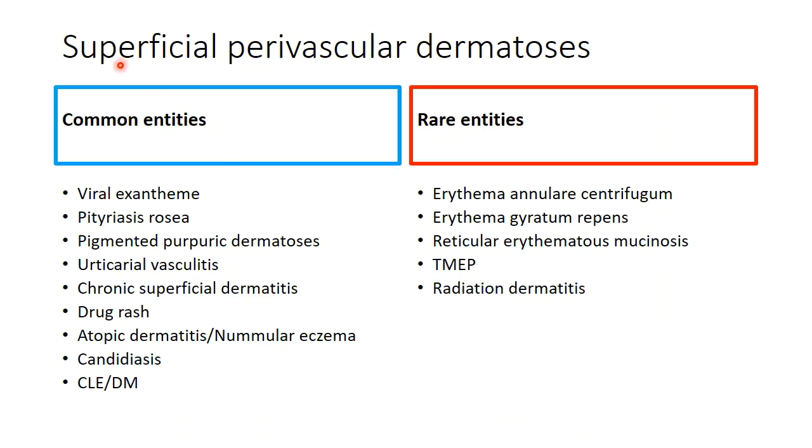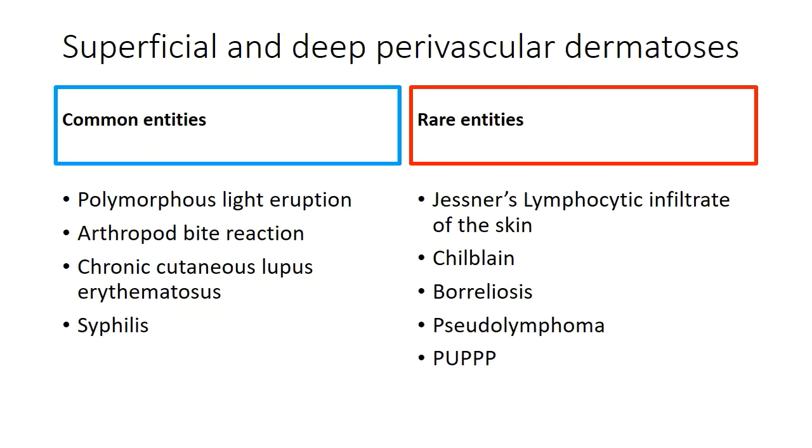So first we'll see the common and rare entities of superficial perivascular dermatosis. The common entities are viral exanthem, pityriasis rosae, pigmented purpuric dermatosis, urticarial vasculitis, chronic superficial dermatitis, drug rash, atopic dermatitis, candidiasis, and CLE. The rare entities are Erythema annulare centrifugum, Erythema gyratum repens, Reticular erythematous mucinosis, and radiation dermatitis.